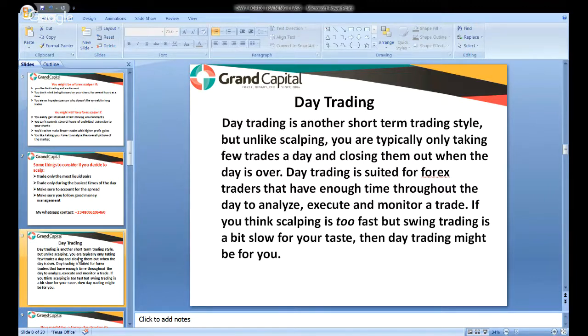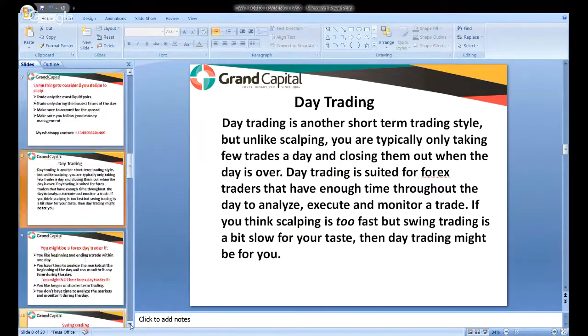So as a working class day trader, you can choose day trading because it gives you time. Day trading is suited for someone who has enough time, sometimes throughout the day, to execute and monitor. If you think scalping is too fast, but swing trading is a bit slow for your taste, then day trading might be good for you. So that's for day trade.